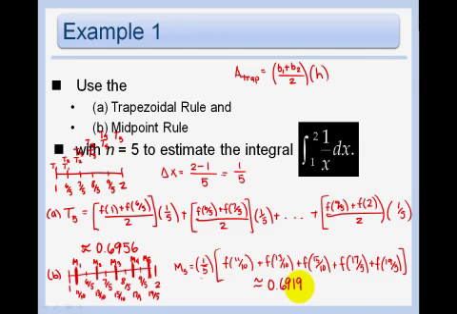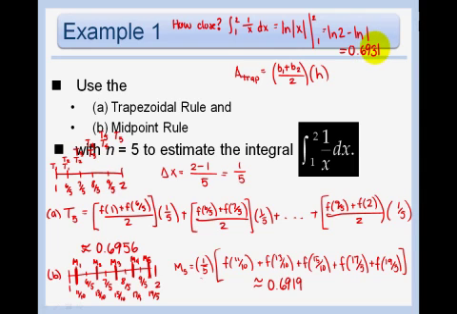Okay? And let's see how close we really are, because this one I can actually take the integral of. What is the antiderivative of 1 over x? Remember, it's ln absolute value of x. And we want to evaluate that between 1 and 2. So we get ln 2 minus ln 1, and that comes out to 0.6931. So you see here, both are really close.